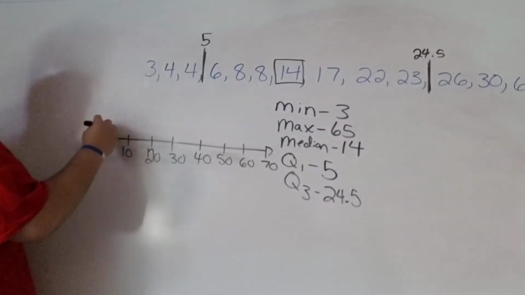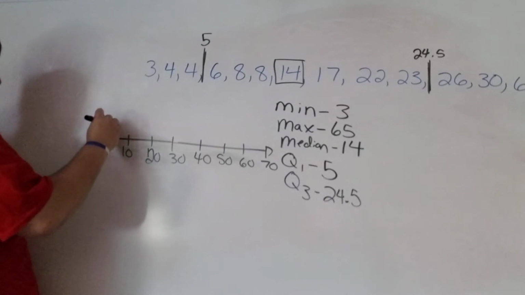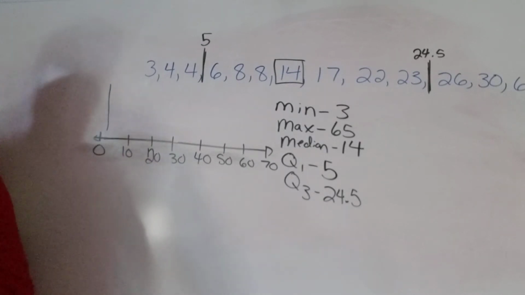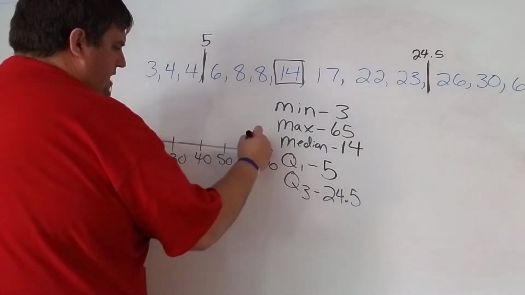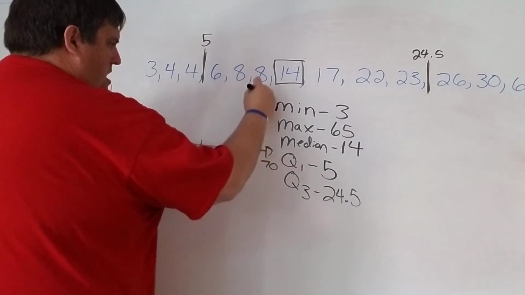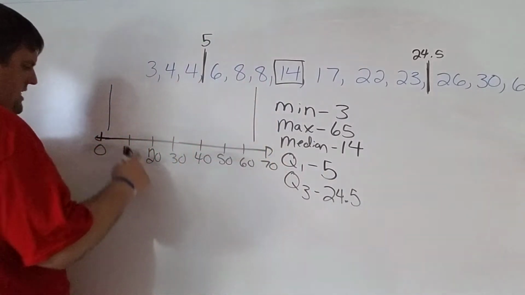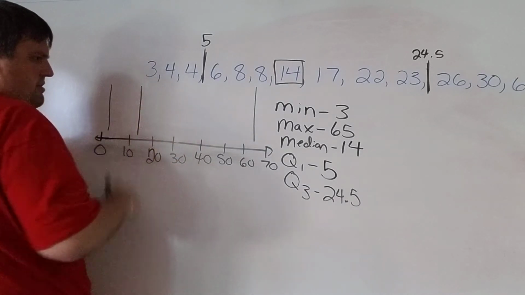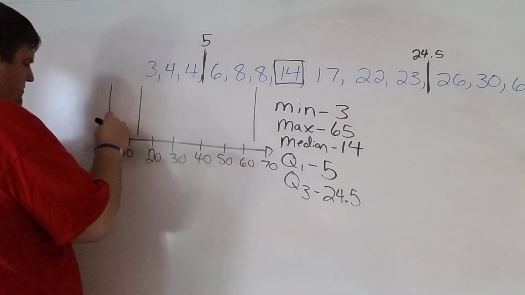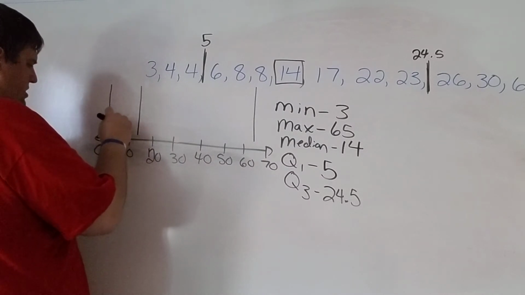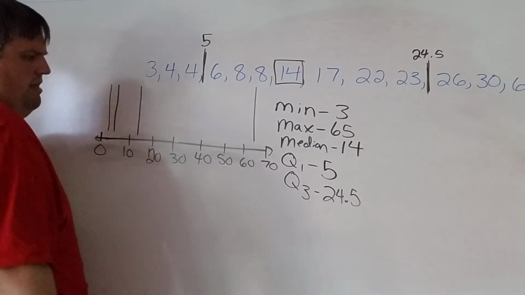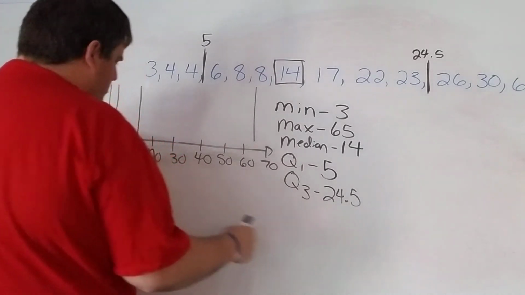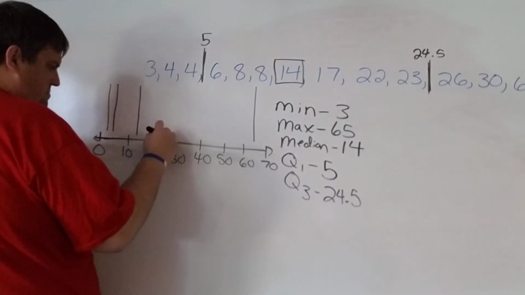So 3 is going to be, I don't know, approximately here. There's 3. 65, right in between those 2. 14 is down here, not quite in the middle. My Q1 is 5, that's awful close to 3. And then my Q3 is 24 and a half, that's about at 25.